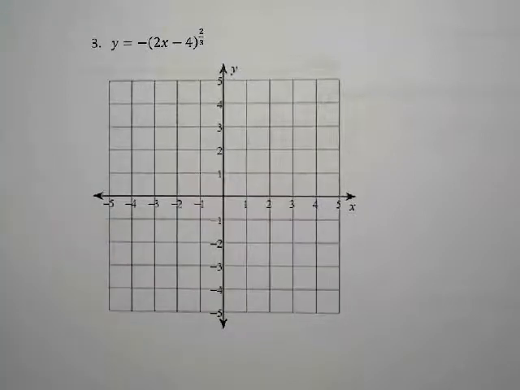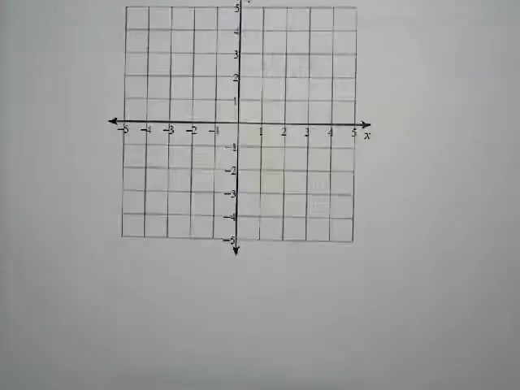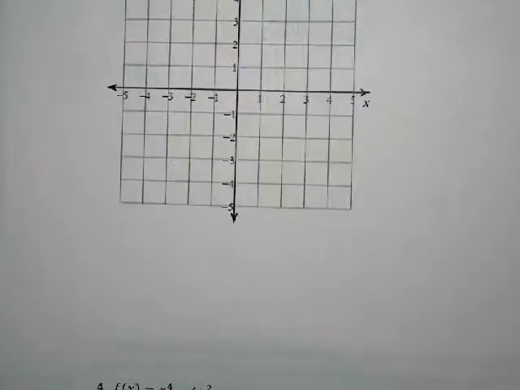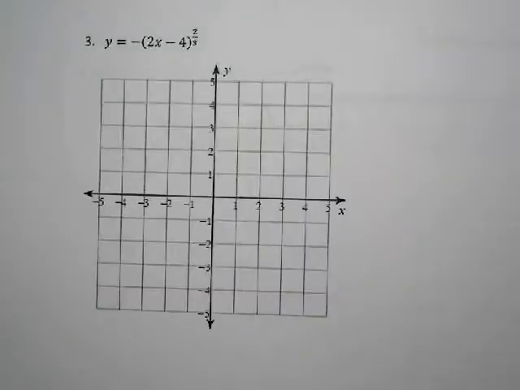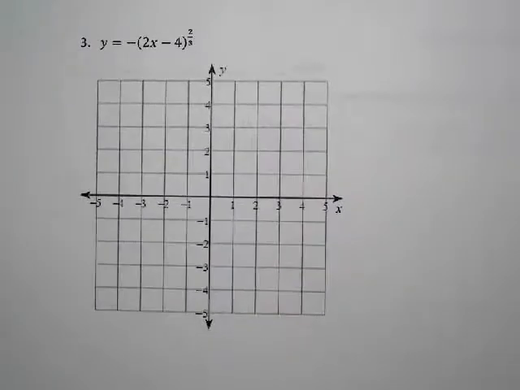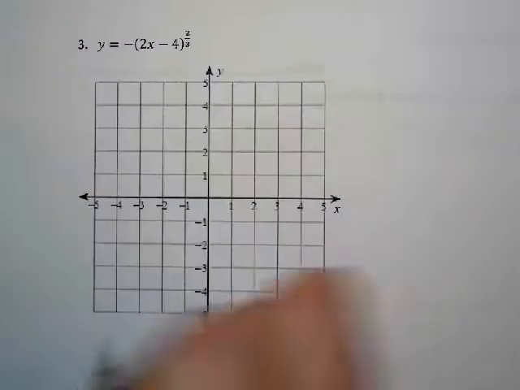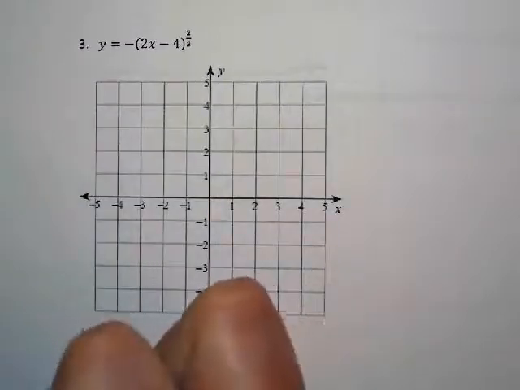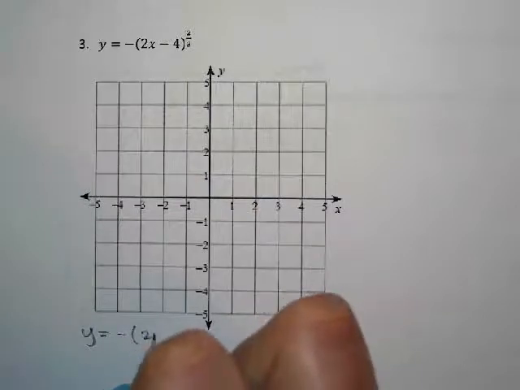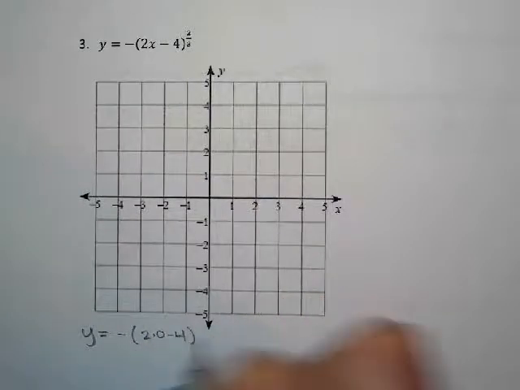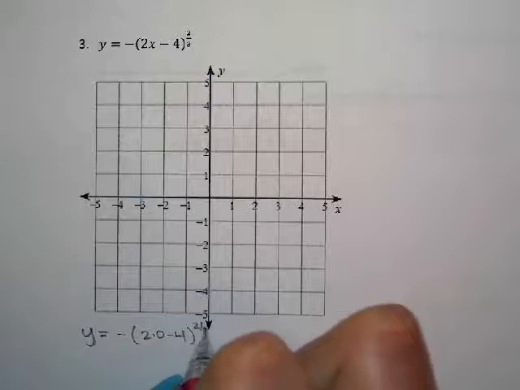So before we even start finding the derivative and stuff like that, what stuff do we try to find from the original function if we can, if it's possible? Yeah, x-intercept, y-intercept. Okay, so how do I find the y-intercept? Plug in 0 for x. That's probably the easiest thing to do, is the y-intercept. So 2 times 0 minus 4 to the 2/3.